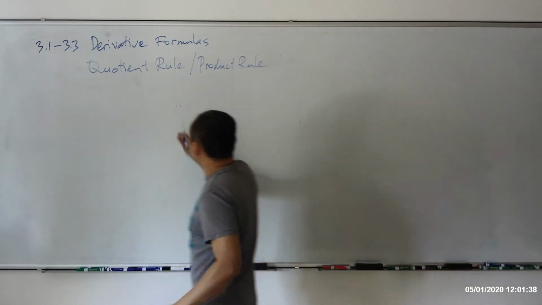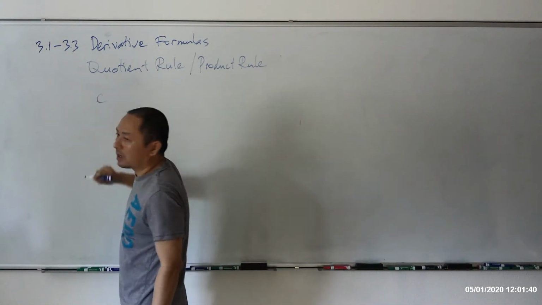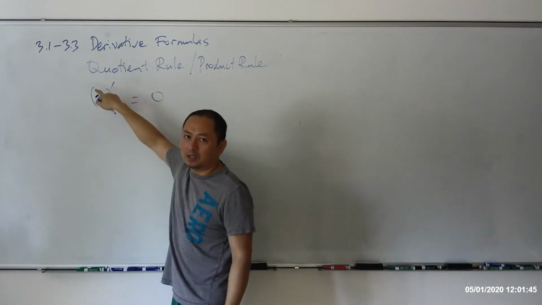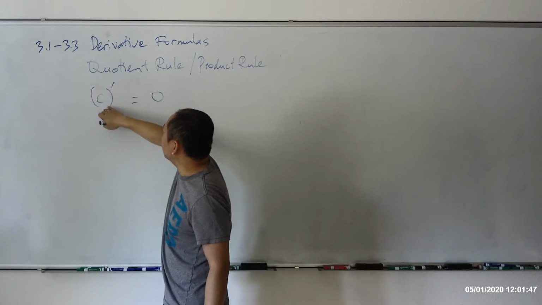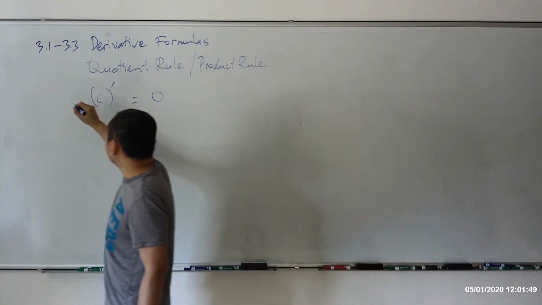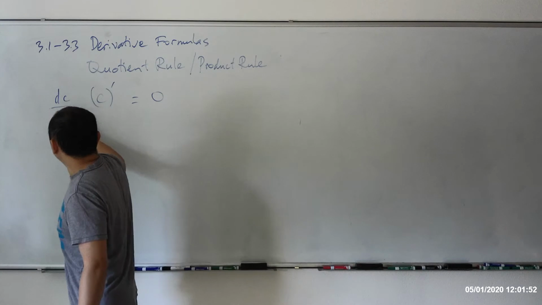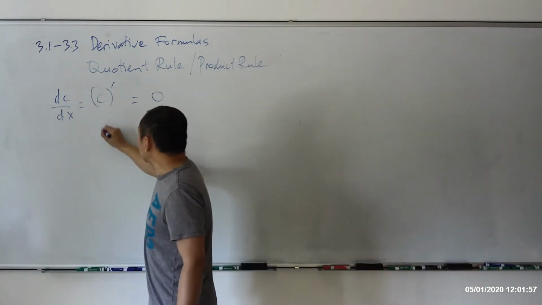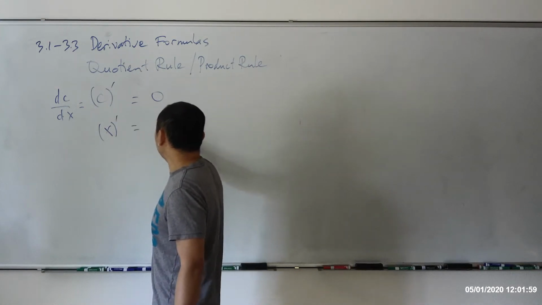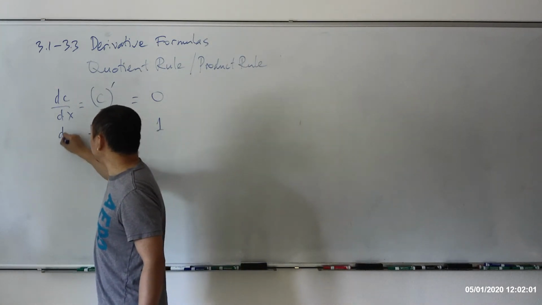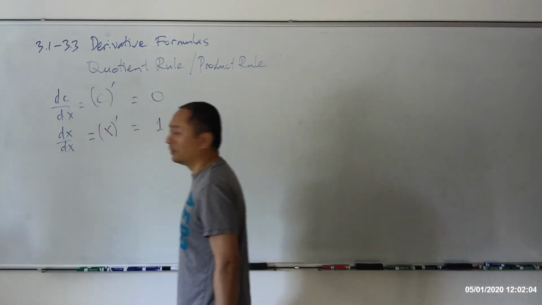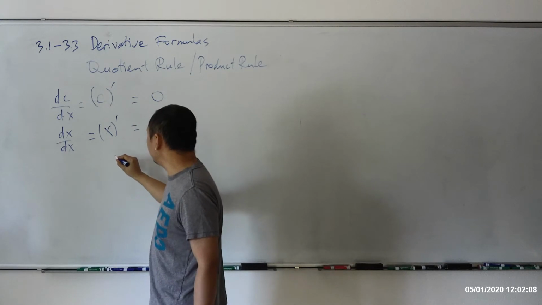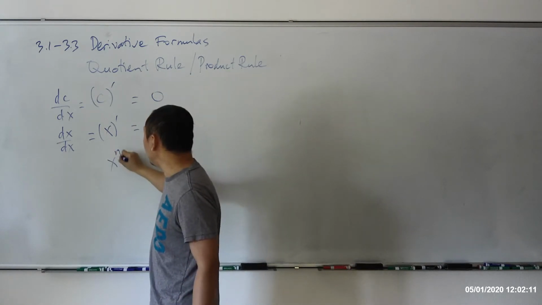Derivative of a constant. C is a constant, okay? The derivative of a constant is equal to 0. See, I'm using the traditional notation here. C is a constant, I take the derivative. Let me just write it this way: dc over dx. Okay? The derivative of x is equal to 1. And of course, the notation will be dx over dx. It's 1.